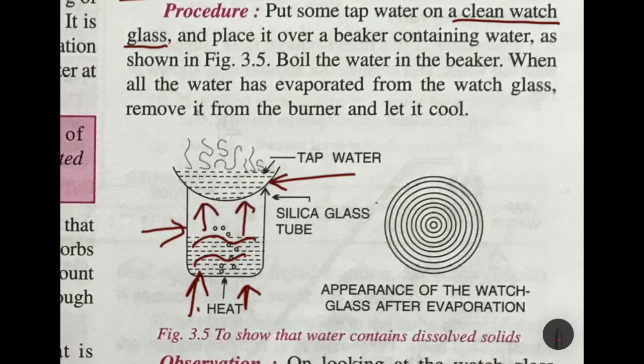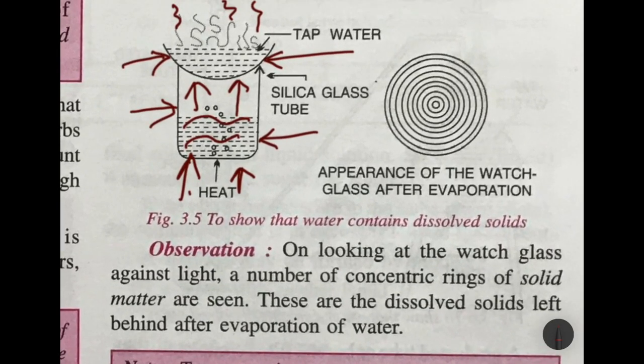We cannot place a watch glass directly over a flame because it is very fragile. It will easily crack. So that is why we are placing it over a water bath. This is known as a water bath, where water is boiling in a beaker. And then we place some other container over it. In this case, we have placed a watch glass. After some time, all the water will evaporate from the watch glass, and we remove it and let it cool.